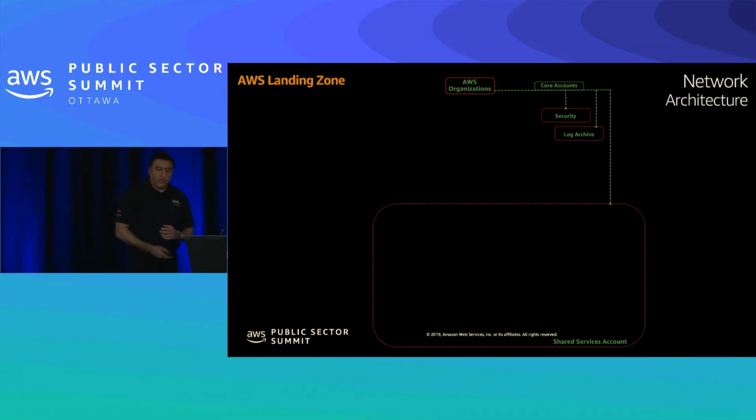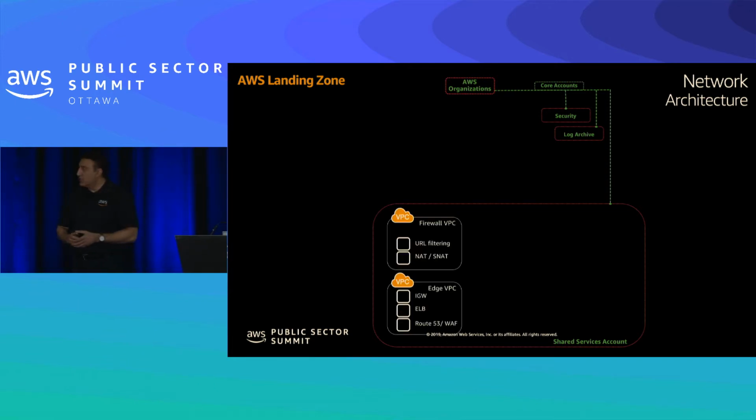We'll focus mostly on the shared services account. I know shared services has a different connotation here in Ottawa, so I'm going to try to use common services where I can. This account has infrastructure to control egress and ingress from the internet. So we have two VPCs here. These VPCs typically hold your third-party filtering solutions, for example, web firewalls, internet gateways, NAT gateways, and other IDS and IPS devices you can place in these.